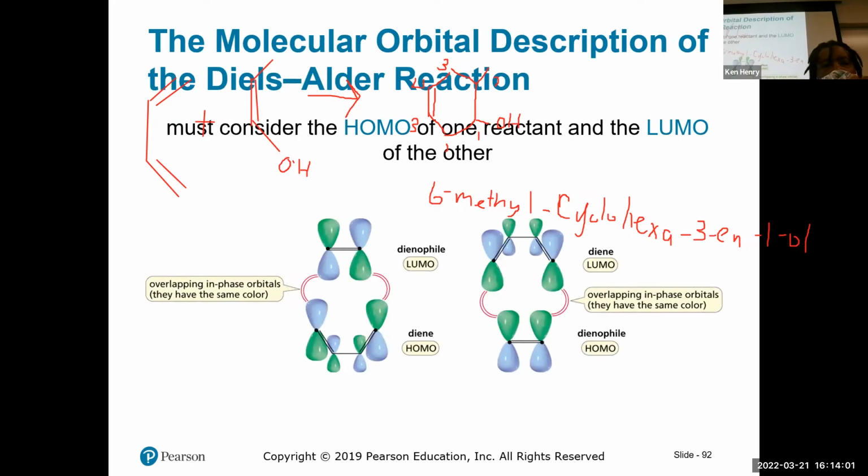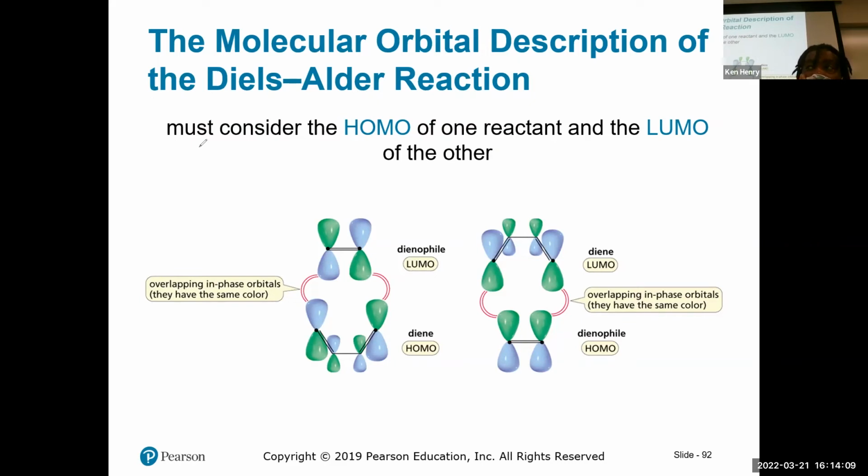So if we look at the molecular orbital description, we're going to have to consider the HOMO and the LUMO of the reaction. HOMO means the highest occupied molecular orbital. So in this case, these are going to be your highest occupied molecular orbitals, and then these guys are going to be your lowest unoccupied.